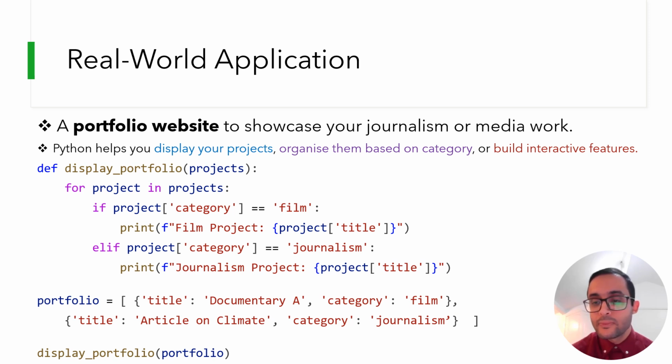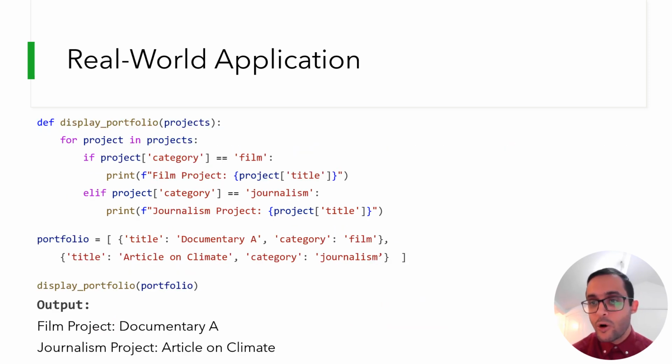So now, can someone tell me what will the output be? Let's go over this. The first project's category is film, so the program will print film project Documentary A. The second project's category is journalism, so it prints journalism project article on climate. So the full output of this program is film project Documentary A, journalism project article on climate.